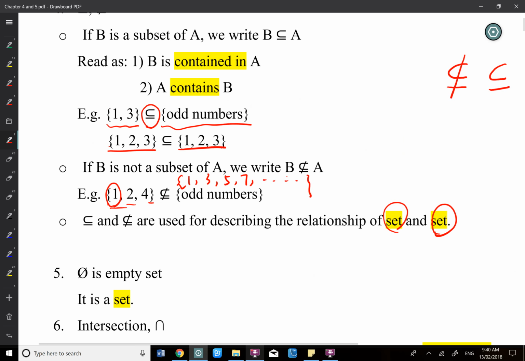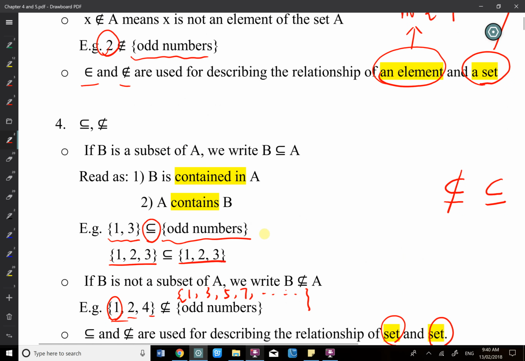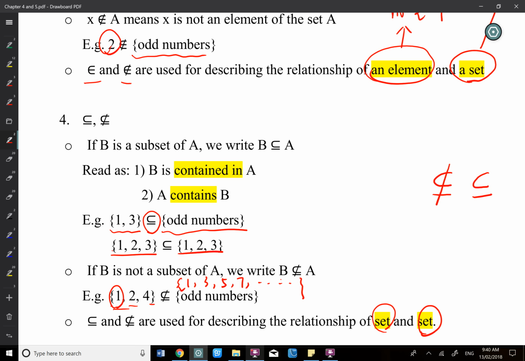Okay, so emphasize again. The top two symbols are used for connecting elements and sets. The bottom two, contained and not contained, are used to talk about set and set. We are going to do a question in one minute, so you must remember this.